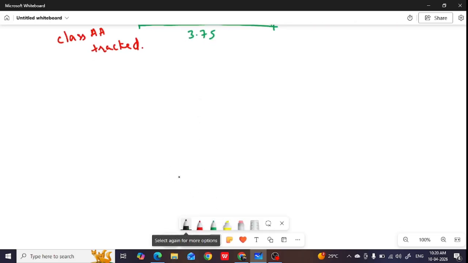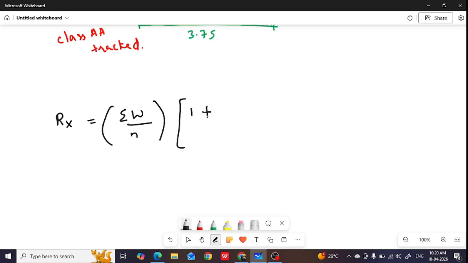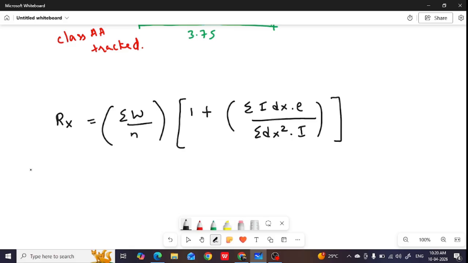We need to find the reaction factor by using the Courbon's formula. Reaction factor, what is the reaction at girder A, what is the reaction at girder B. From the reaction, we will find the load intensity. So reaction factor equal to summation of W divided by N, bracket 1 plus again one more bracket, summation of I dx into E divided by dx square into R, bracket closed. So we will see what is Rx. Rx is the reaction factor for the girder under consideration.